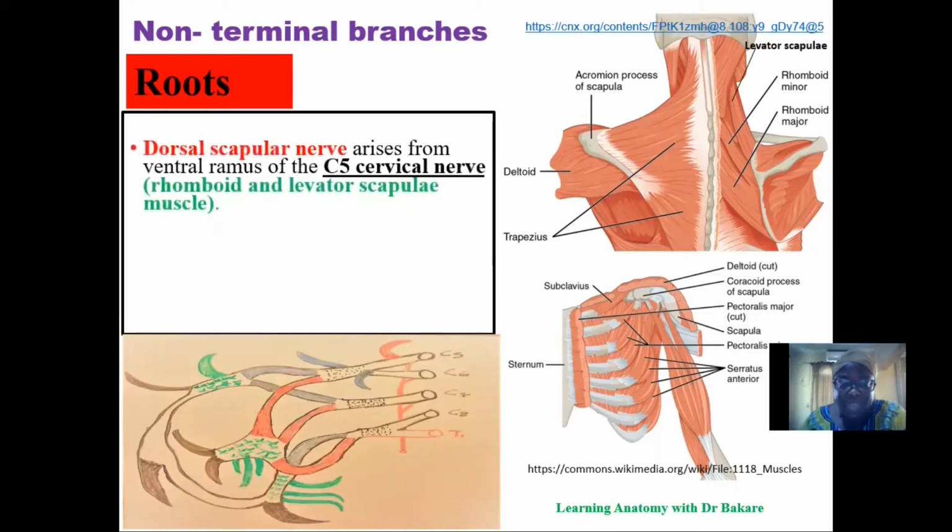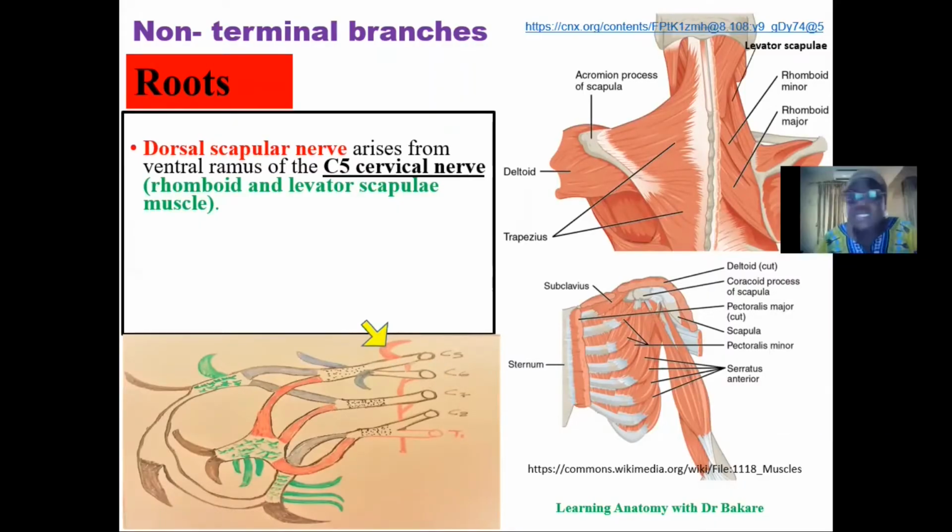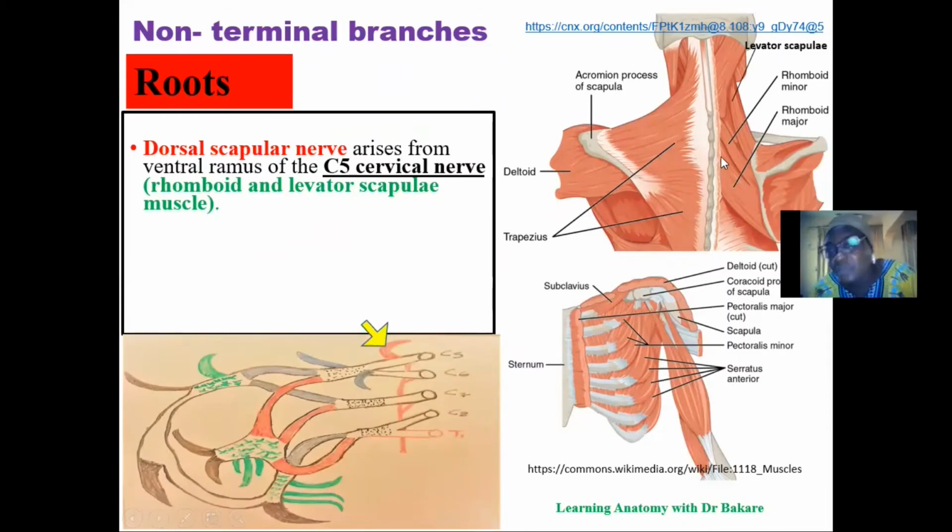For the root region, we have the emergence of the dorsal scapular nerve, and this is the dorsal scapular nerve. This nerve arises from the ventral ramus of the C5 cervical nerve, and this is where it emerges from. The dorsal scapular nerve supplies the rhomboid muscle and the levator scapulae. The rhomboid muscle extends from the medial border of the scapula, that's this region, to the vertebral bone. So you see it running, helping to hold the scapula in place. And the levator scapulae extends from the superior upper border of the scapula to the upper cervical region. So these two muscles are innervated by the dorsal scapular nerve.